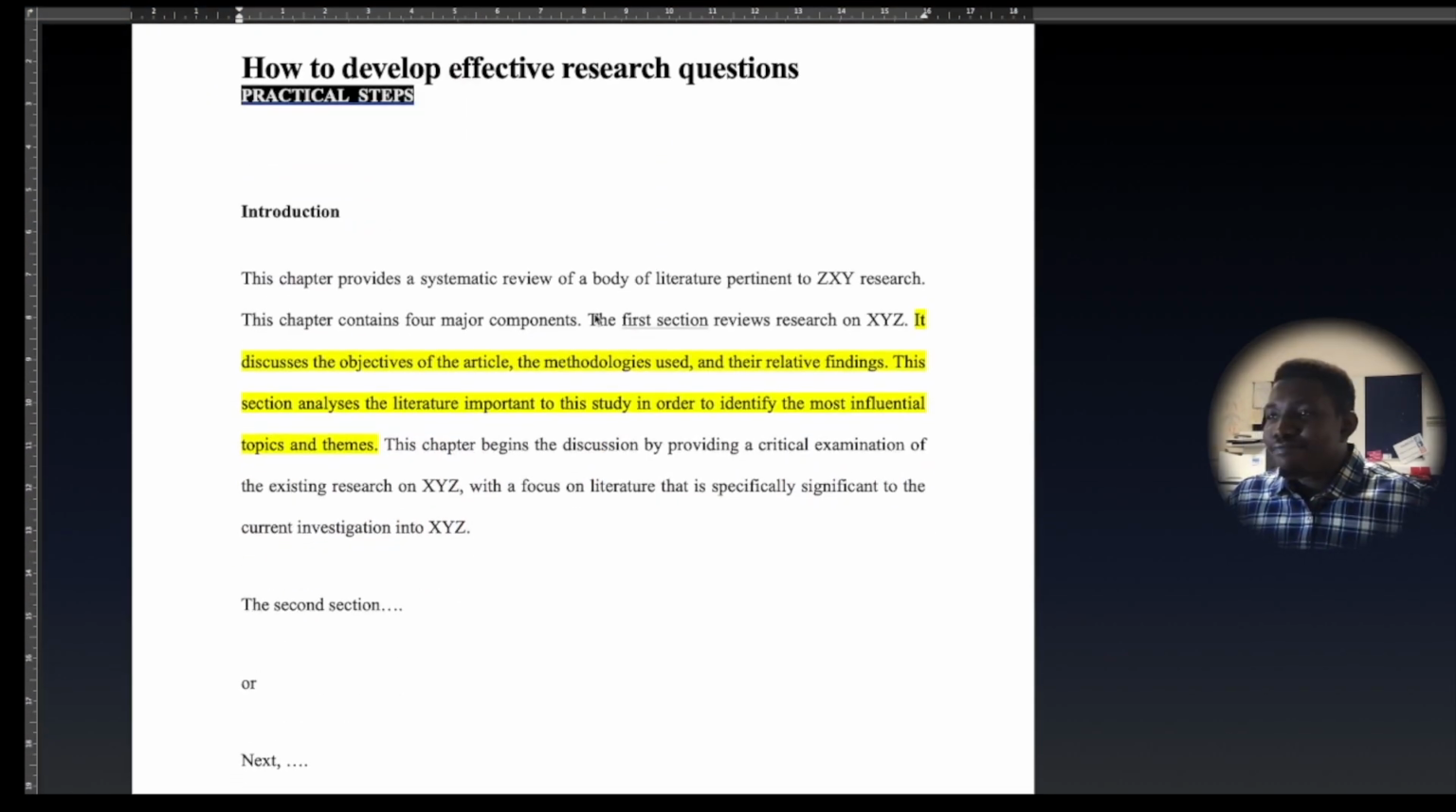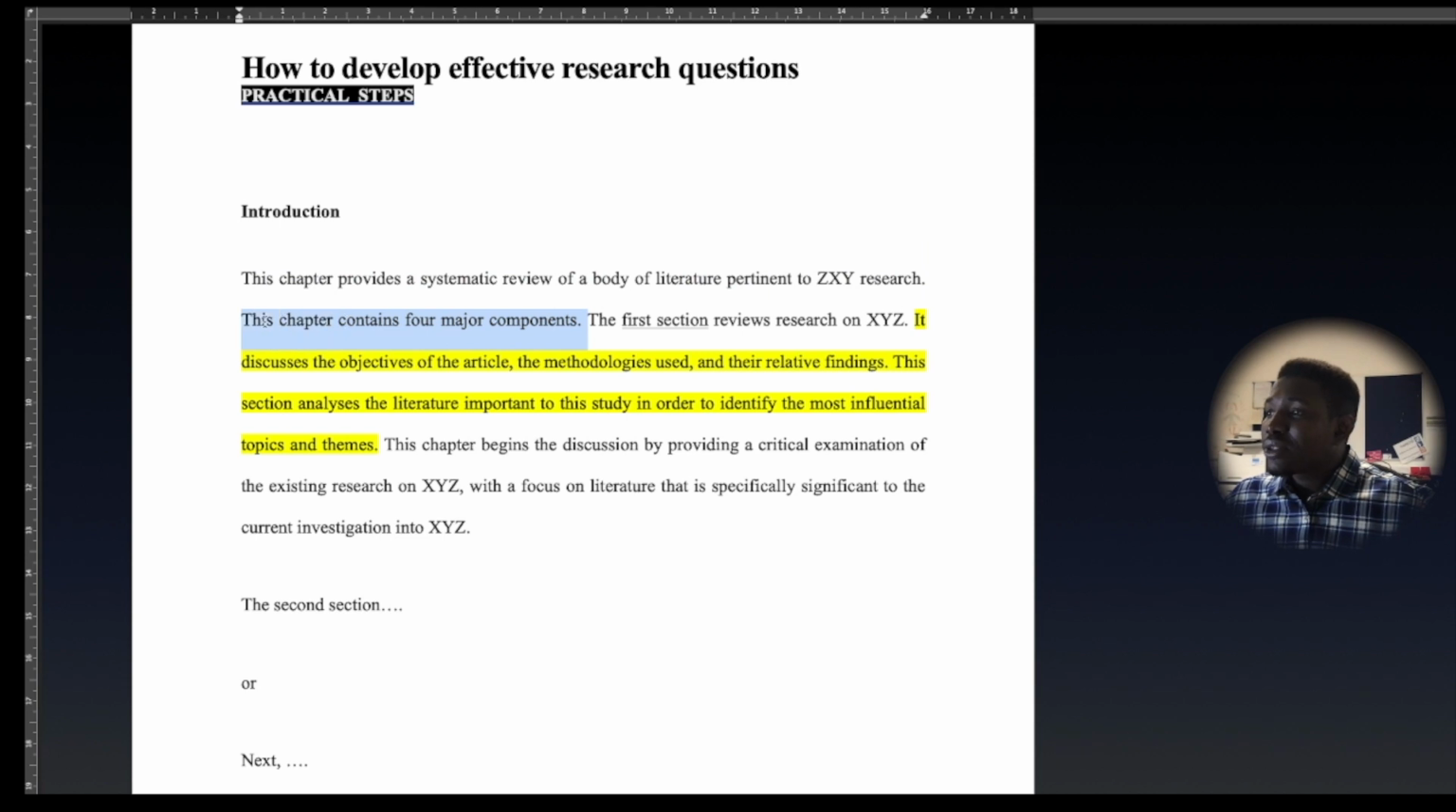And it's important that you start off by introducing your subjects, what you're talking about, what your review will be doing, and that is what is captured in this very first sentence. I said the chapter provides a systematic review. Systematic in the sense that I approached everything scientifically and it is explainable.